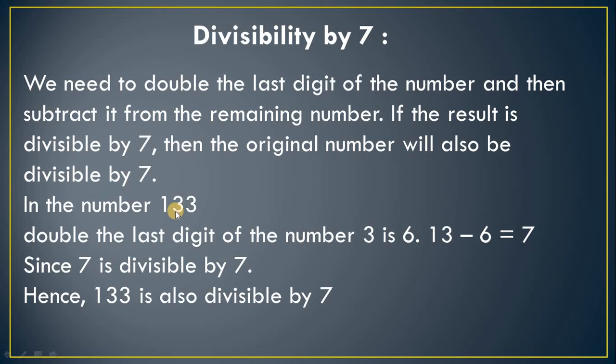Once again I repeat this. Suppose the number is 133. You have to double the last digit and subtract it from the remaining. If the result is 7, 14, 21, which is divisible by 7, it means the number is divisible by 7.